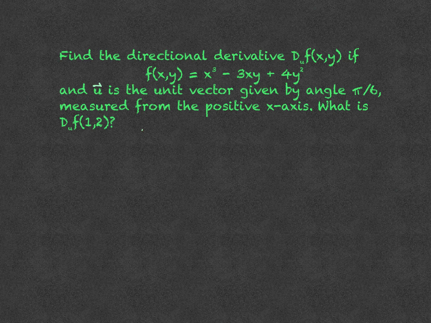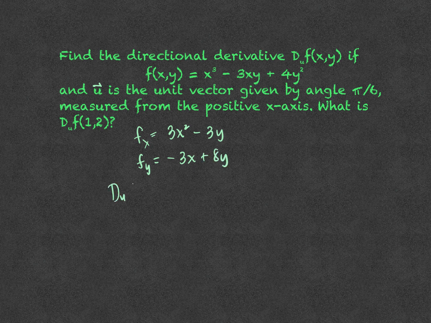So let's start with our partial derivative with respect to x. It's going to be 3x squared, and then minus 3, the derivative of x is 1, and you're left with y. So now we're going to find our partial derivative with respect to y. And the first term is going to be 0. The second term is going to be negative 3x. The derivative of y is 1, plus 8y.